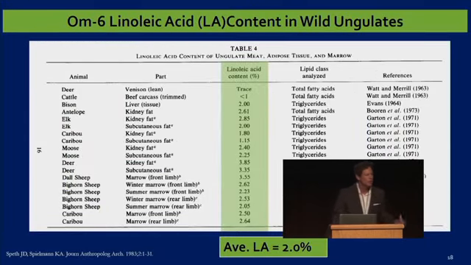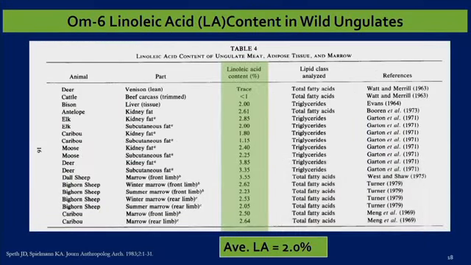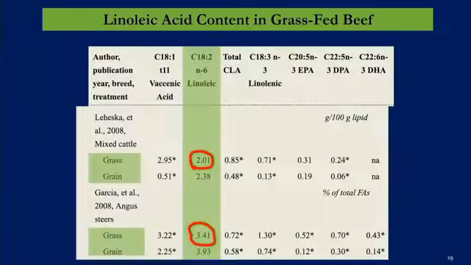All right, so here's what we should be eating. This is from Speth and Spielman in 1983. These are wild ungulates, wild hooved animals, and look at their linoleic acid consumption. If you can see it there, I've highlighted it in green. It ranges from trace to 3.85%, with an average linoleic acid of 2%. So this is the sort of level of linoleic acid we should be getting in our diet, around 2%. Don't believe it? Here's grass-fed beef, 2.01% and 3.41%. So this is where we should be getting our linoleic acid primarily, our omega-6.